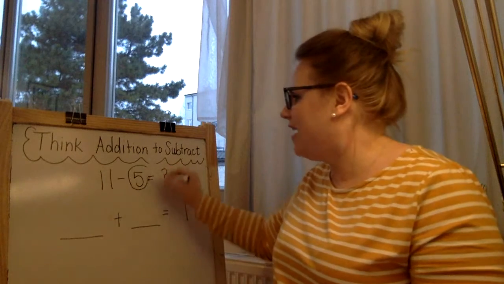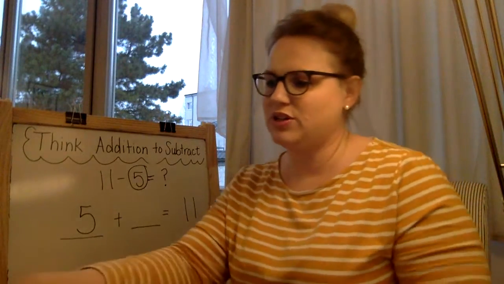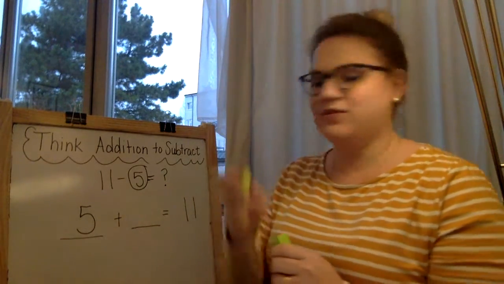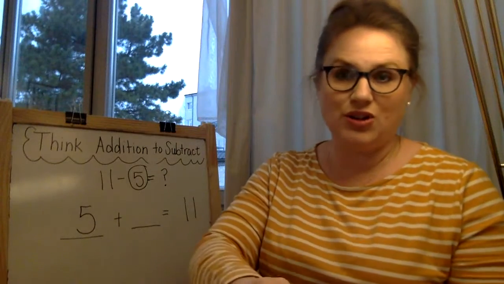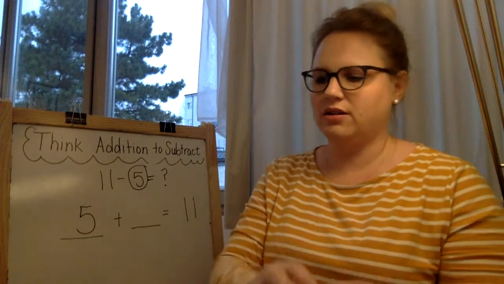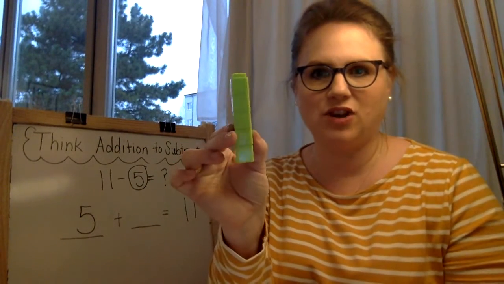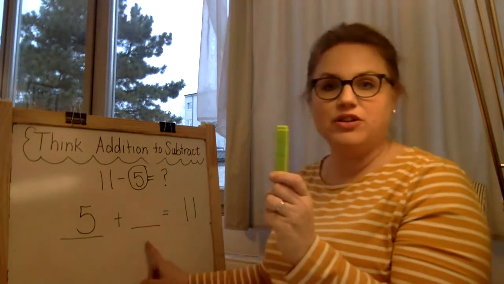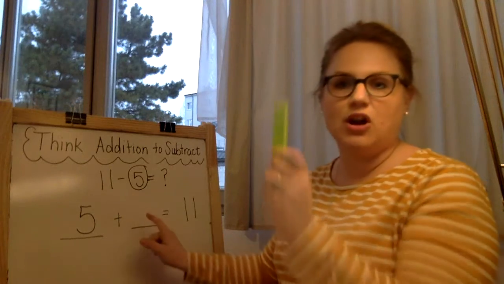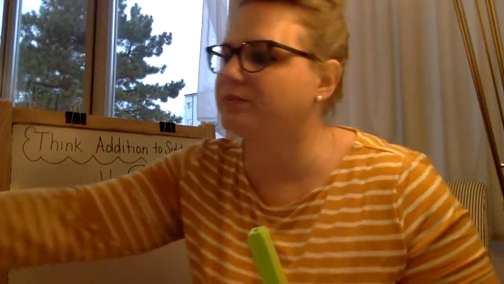That's right. If you said 5, you are correct. So I'm going to choose 5 here. And again, I'm going to use my Unifix cubes. So I'm going to count out 5. Y'all help me. 1, 2, 3, 4, 5. Okay, so I have 5 to start with. Now I'm going to add on Unifix cubes until I get to 11, and that's going to tell me this missing number here. What do I have to add to 5 to get to 11?